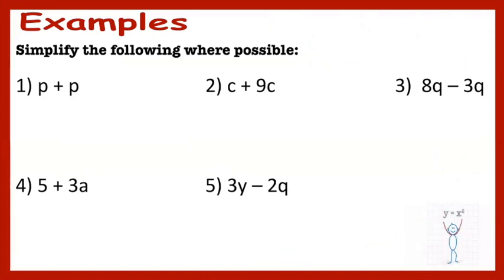Okay, now it says example, simplify the following where possible. So we have p plus p. When you have it like that, and there isn't a one, it's telling me that there's one p plus one p. We don't write the number one to say there's one p, because we know that a p means there is one p. So we have 1p plus 1p. So what would your answer be? 1p plus 1p would give us?